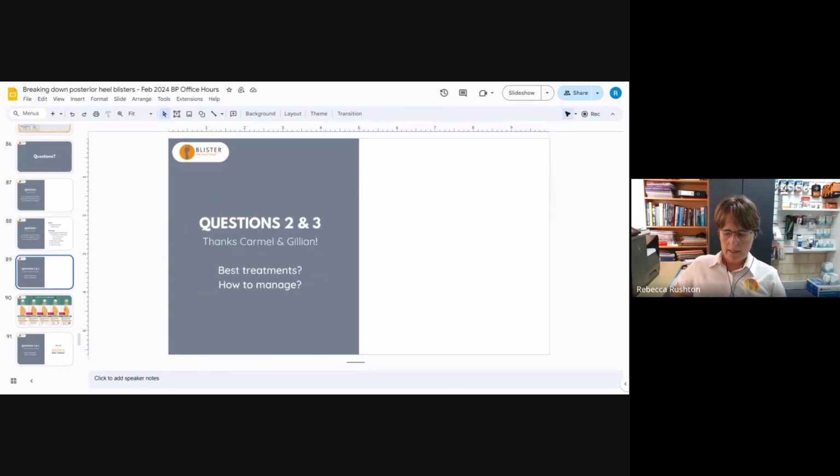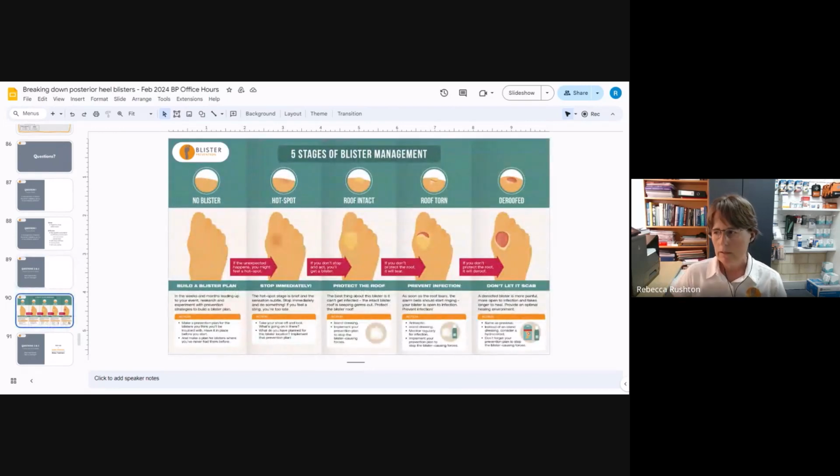Carmel and Gillian asked variations on a theme. What are the best treatments and how to manage? Well, in terms of first aid, I encourage people to judge what they've got to do based on the integrity of the blister roof. So if the blister roof is intact, we need to give a bit of protection to that skin which has lost its structural support from underneath because of the tear, the mechanical fatigue. So just an island dressing like a Band-Aid is really all we need in terms of first aid.